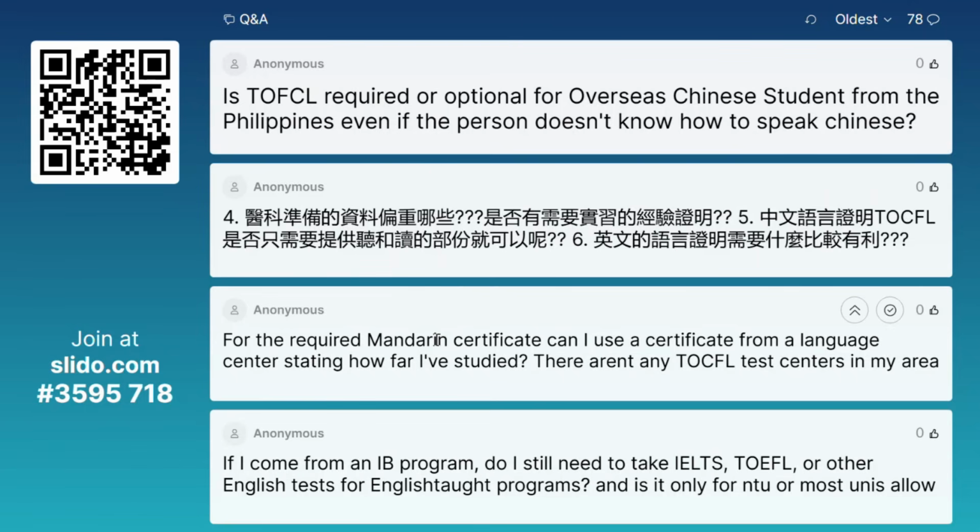Okay, our next question is, is TOEFL required or optional for overseas Chinese students from the Philippines, even if the person doesn't know how to speak Chinese? It really depends on the program you're applying to. If you apply for an English top program, then you don't have to take this exam, and you don't have to speak Chinese at all.